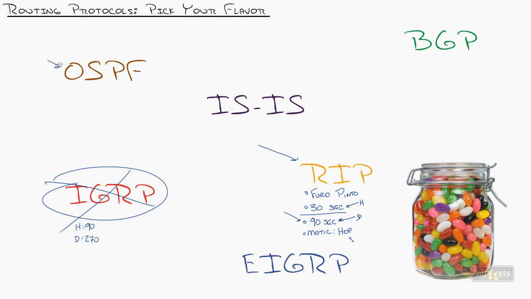OSPF, the most popular routing protocol in the world. That's why I discussed it on the previous slide. OSPF stands for Open Shortest Path First. The key word to that is open, as in, it's an open standard. Everybody can use OSPF without having to pay somebody. Think of it like open source, right? Anybody can use this.